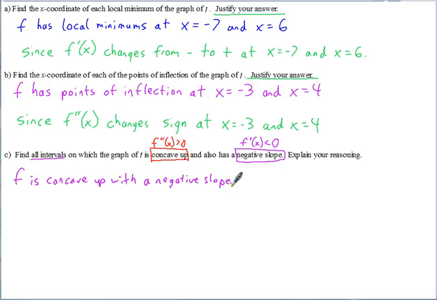Now notice when you're talking about points, like points of inflection or local minimums, you say "at." When you're talking about intervals, you say "on." So on negative 8 to negative 7. Let's see if there's anywhere else.